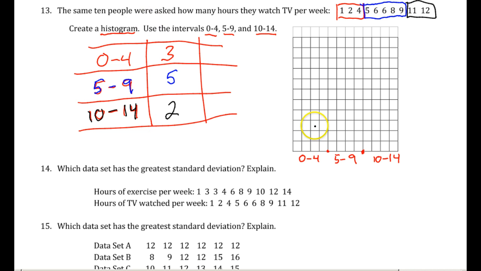Alright. So my highest number is 5. So I'm going to count by, let's say, 2s. Every 2 squares. So 1, 2, 3, 4. Count by as many squares as possible, but you have to fit the highest number. That helps you figure that out. Okay, now we can graph it. So 0 to 4 is going to go up to 3. Okay. And 5 to 9 is going to go up to 5.